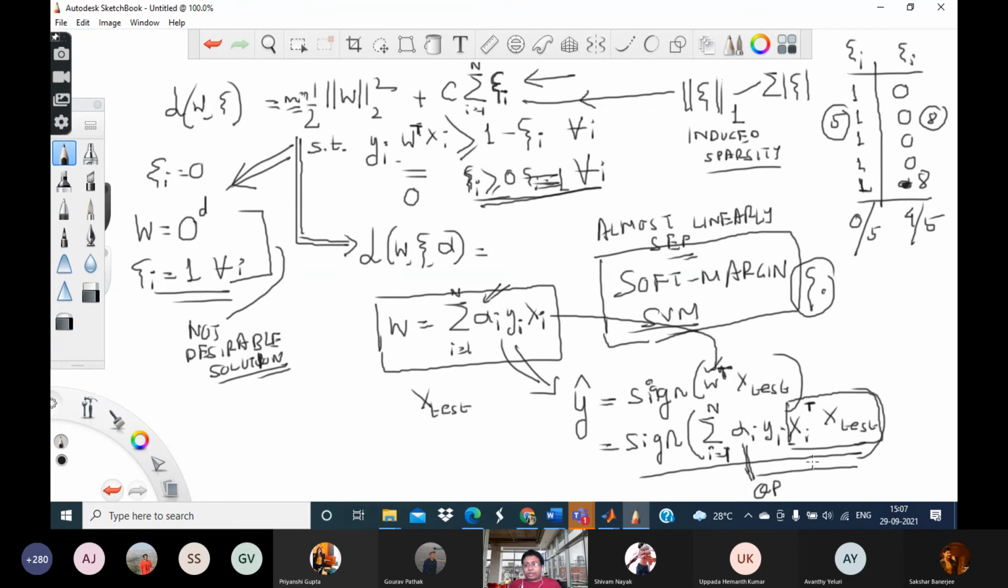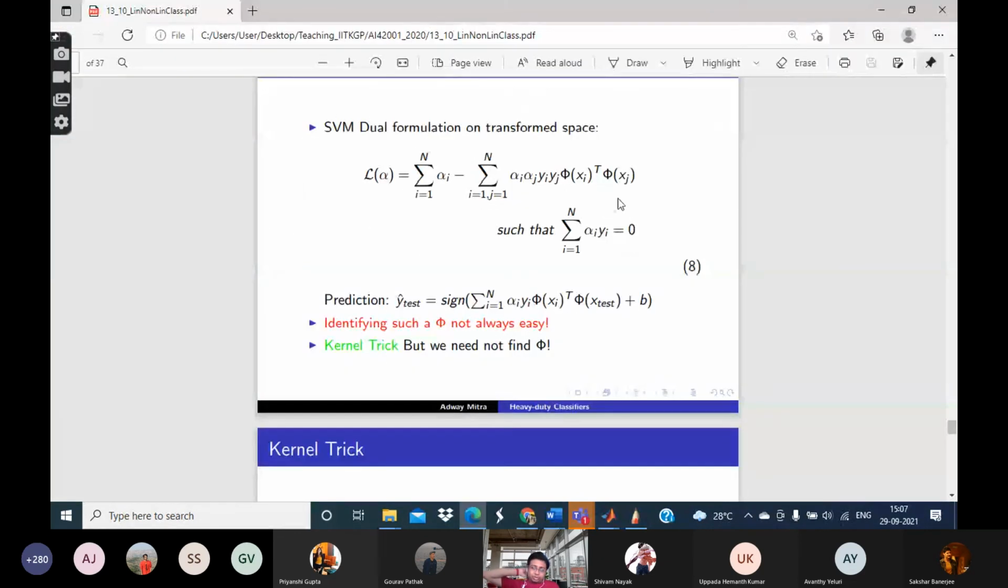So we already know that there are dot products like this. Instead of taking the dot product between xi and xj, I just take the dot product between phi xi and phi xj. Okay, this is how the whole thing works.